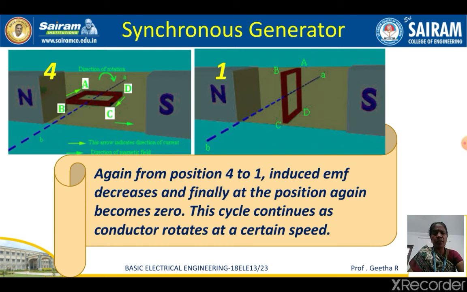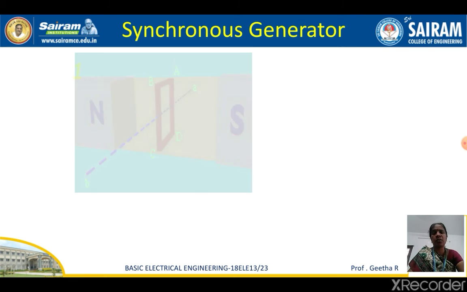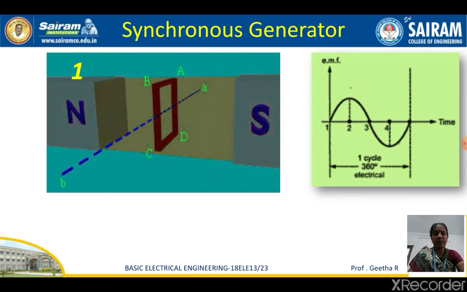Again from position 4 to 1, that is the starting position, the induced EMF decreases, and finally at position 1 it becomes 0. This cycle continues as the conductor rotates at a certain speed. So if we plot the magnitude of the induced EMF against time with respect to the position, we get an alternating nature of the induced EMF as shown in the figure here. At position 1, since the velocity component is parallel to the flux lines, there will not be any induced EMF.